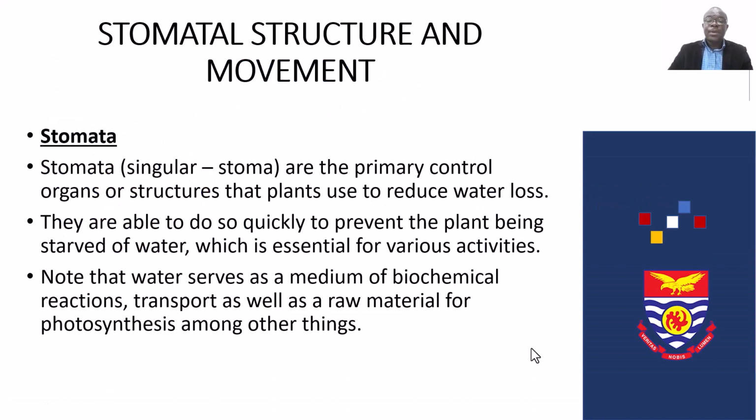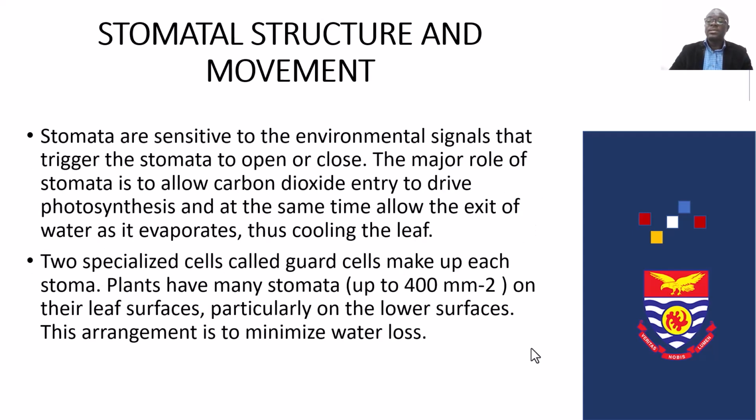Stomata are the primary control organs or structures that plants use to reduce water loss. They are able to do so quickly to prevent the plant being starved of water, which is essential for various activities. Note that water serves as a medium of biochemical reactions, transport, as well as a raw material for photosynthesis, among other things. So stomata are sensitive to the environmental signals that trigger the stomata to open or close. The major role of stomata is to allow carbon dioxide entry, to drive photosynthesis, and at the same time allow the exit of water as it evaporates, thus cooling the leaf.